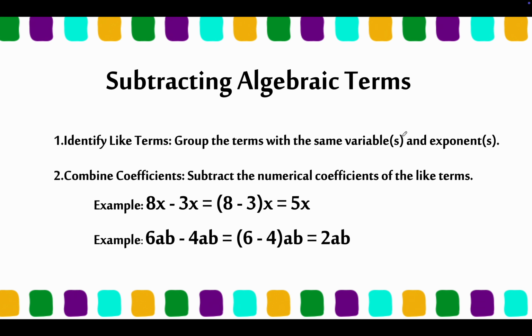All right? Now we're on to subtracting. We're also going to be grouping the like terms, and then we're going to go ahead and subtract the coefficients. So for example, here we have 8x minus 3x. So we're going to subtract the coefficients, which are 8 and 3, to give us 5 and put back our x. And for the next one, we have 6ab minus 4ab. We're going to subtract the 4 from the 6, which will give us 2, and put back our variables of ab.